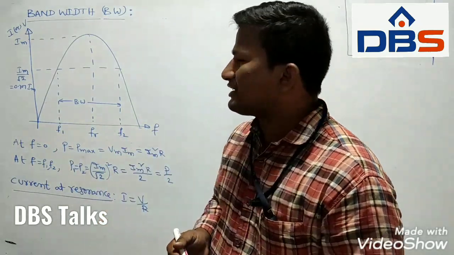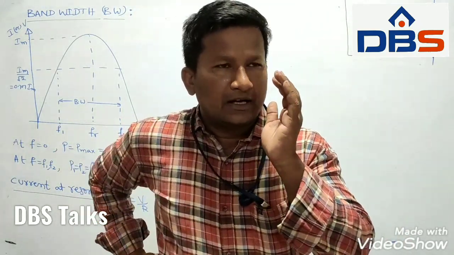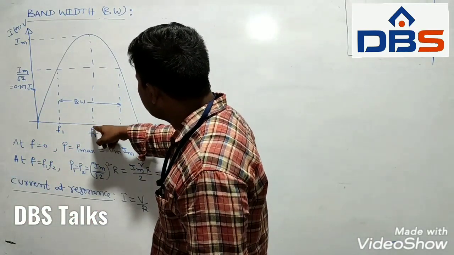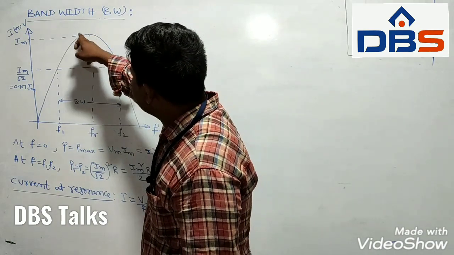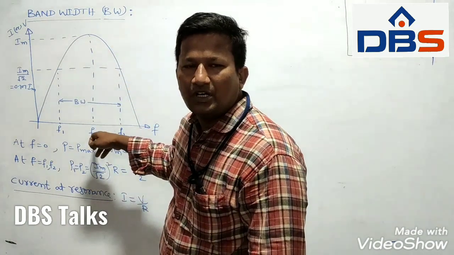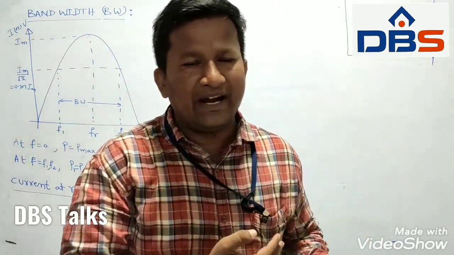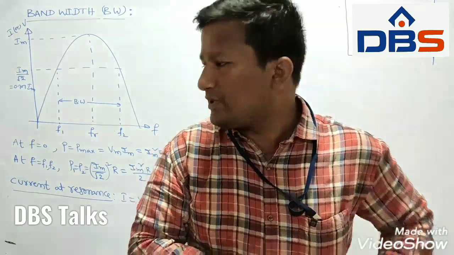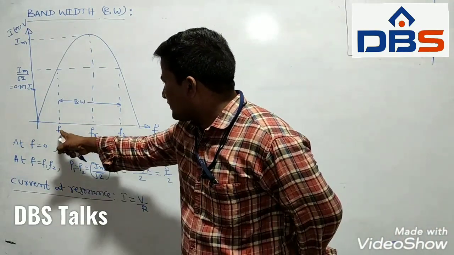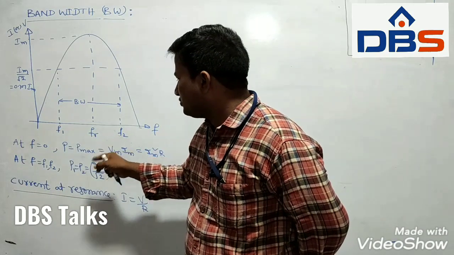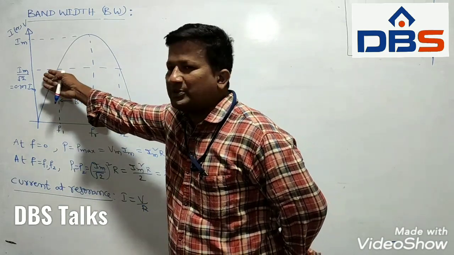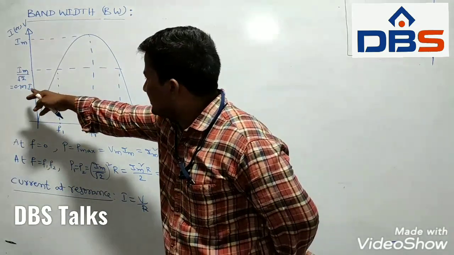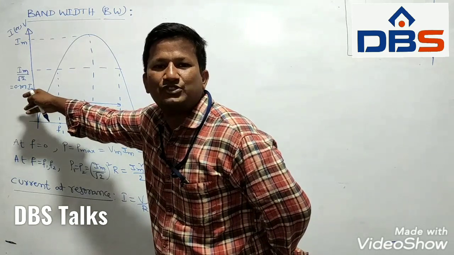Generally in a series resonant circuit, the current is maximum and the impedance is minimum. So it is clearly shown that at the resonant frequency the current is maximum because the impedance is minimum. Now coming to the bandwidth concept, the power must be half of the maximum power. Why? Because at the cutoff frequencies, that is F1 or F2, the current must be 1 by root 2 times the original current, that is the maximum current. That is nothing but 0.707 times the maximum current.